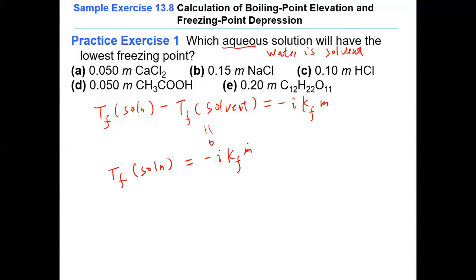Okay, so they all have the same Kf. If you go to the table, you see the Kf for water is 1.86. Then you multiply by i times m. Okay. So now let's make a list of this i times m. So what is i times m for all those given? For A, we have 0.050 little m CaCl2.